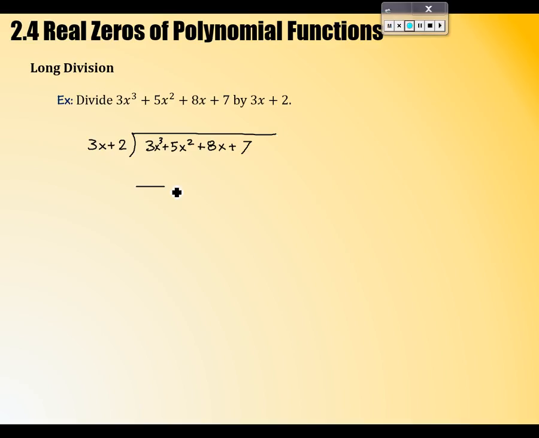Okay, so here we go. How many times does 3x go into 3x cubed, we might ask? x squared times. Okay, so now we multiply, again, just like elementary school: 3x cubed plus 2x squared plus nothing else. If you wanted, you could write plus 0x plus 0, but we don't need to. And then we're going to subtract. And we get 3x squared plus 8x plus 7. How many times does 3x go into 3x squared?